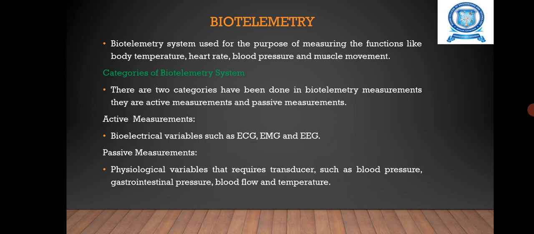Then the categories of biotelemetry systems. There are two categories of biotelemetry measurements: active measurements and passive measurements. In active measurements, the variables are bioelectric variables such as ECG, EMG and EEG. The next one is passive measurements. Here they are physiological variables that require a transducer, such as blood pressure, gastrointestinal pressure, blood flow and temperature.